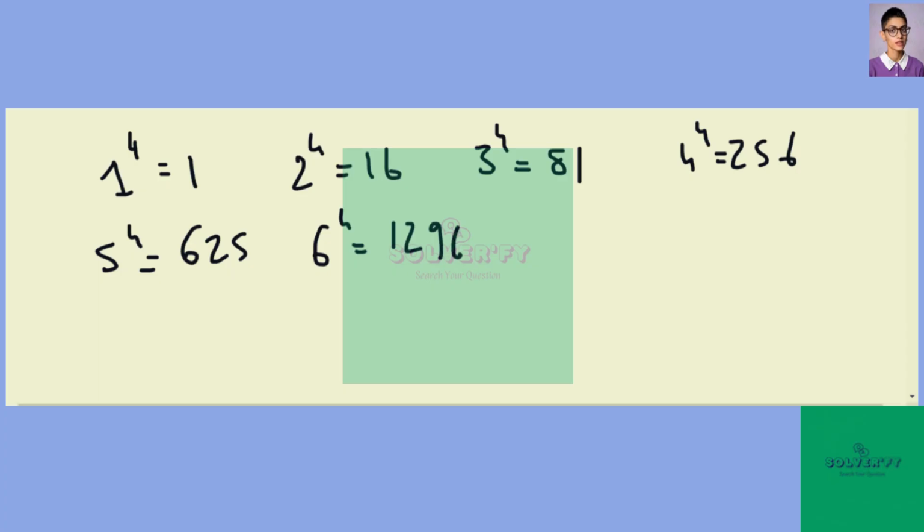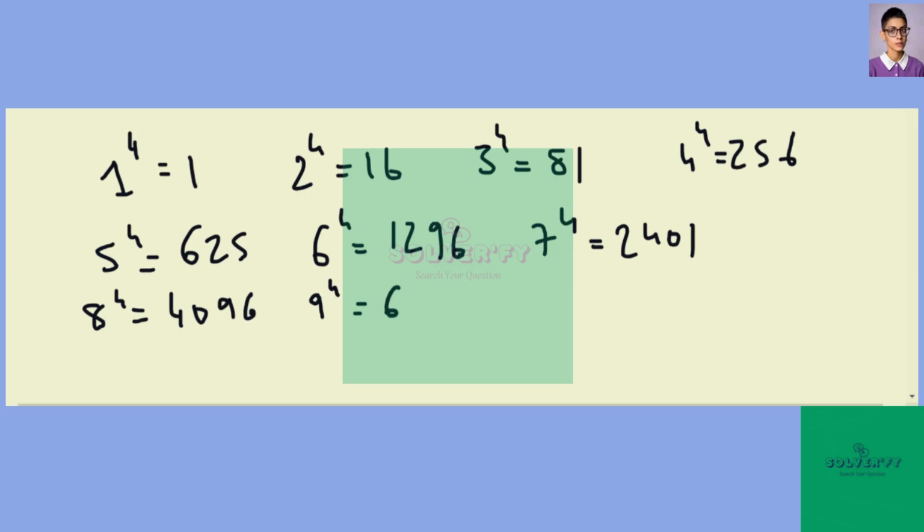1296, and you already start noticing that there's a lot of ones and sixes which appear. But then you continue, you see what happens. 7 to the power of 4 is 2401. 8 to the power of 4 is 4096. Again, sixes and ones. 9 to the power of 4 is 6,561, and 10 to the power of 4 is 10,000.